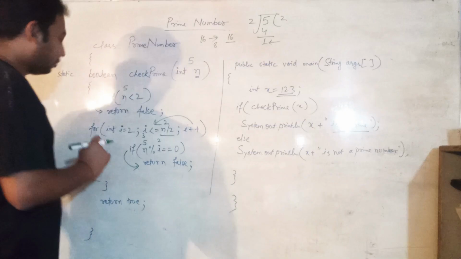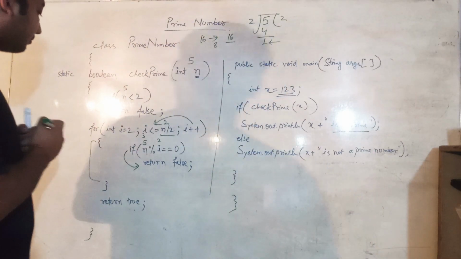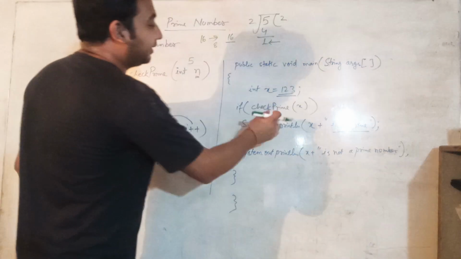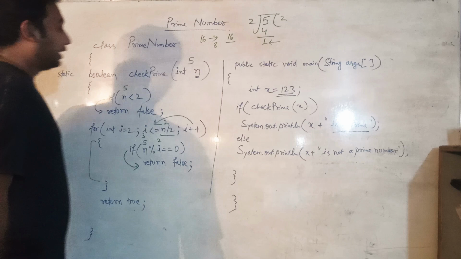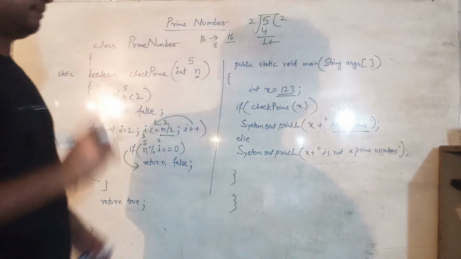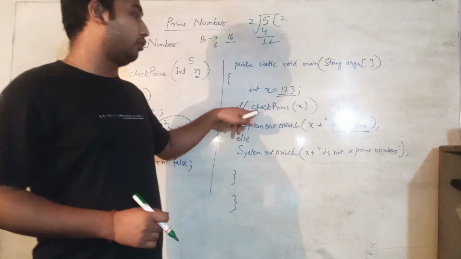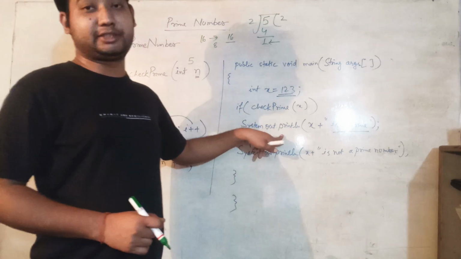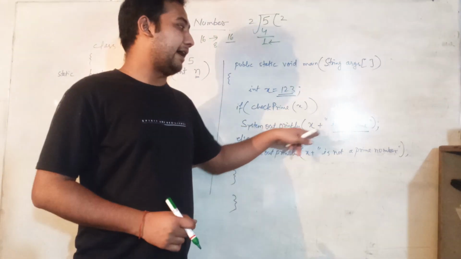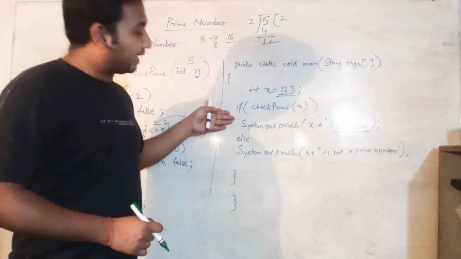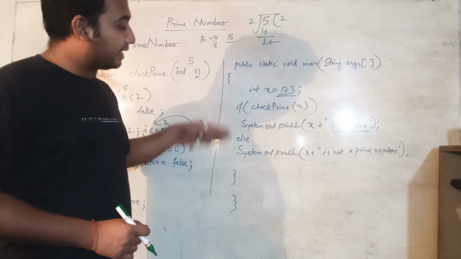Getting it? So here what will happen? This whole method will return true over here if the value is 5. And if true is returned, then this statement will be executed: 5 is a prime number. And if the if block executes, then else will not execute.